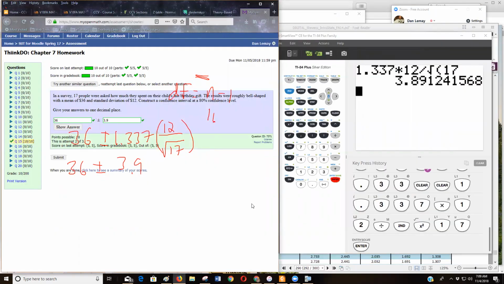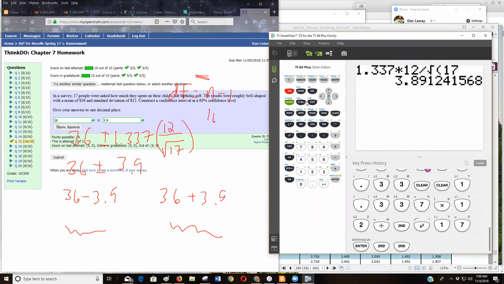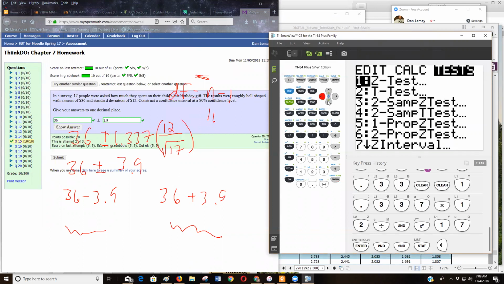Now, if I actually found this confidence interval, I would take the 36 minus the 3.9 and 36 plus the 3.9, and that would give me my lower estimate and my upper estimate. If you do this in your calculator, or use the Rossman Chance applet to find a confidence interval, which is certainly okay to do, you're just going to hit the stat button, over to test. Now, I want not a t-test, but a t-interval, which is choice 8 on my graphing calculator.